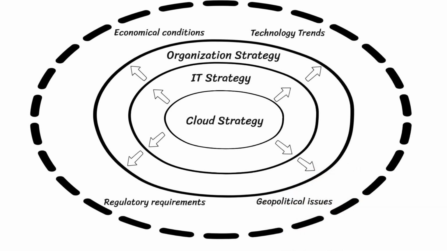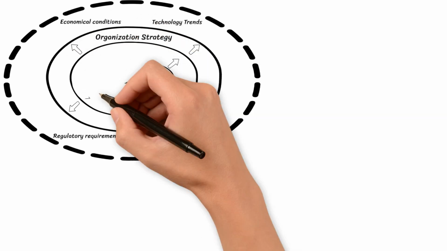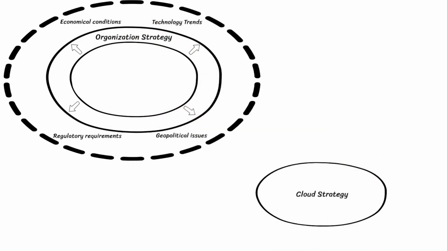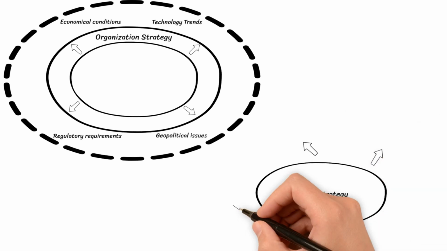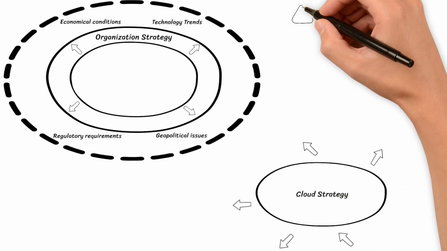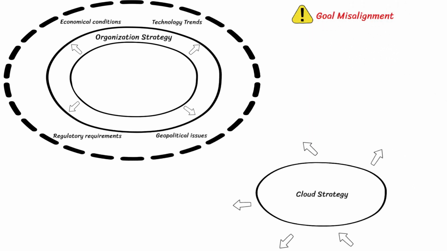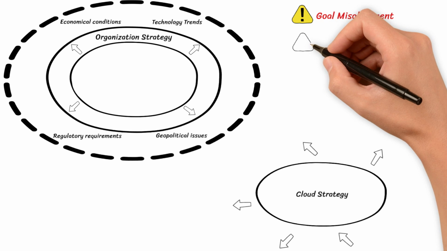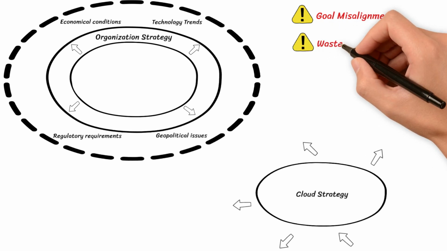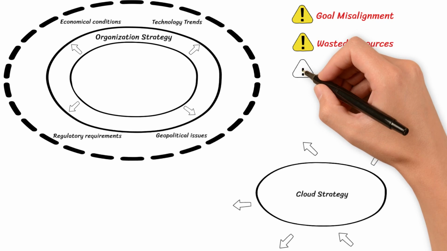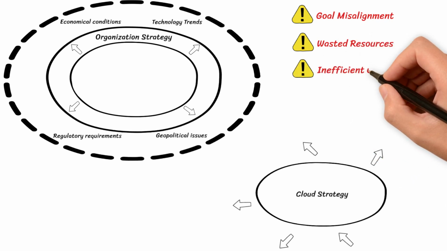Now, let's see what happens when alignment breaks down. When a cloud strategy is developed outside of the IT and organization strategies, several issues can arise. Goal misalignment. Cloud initiatives may end up disconnected from core business objectives, limiting their impact. Wasted resources. Disjointed efforts often lead to duplicated work, wasting time, money, and talent. Inefficient cost management. Isolated cloud spending can spiral without clear ROI alignment.